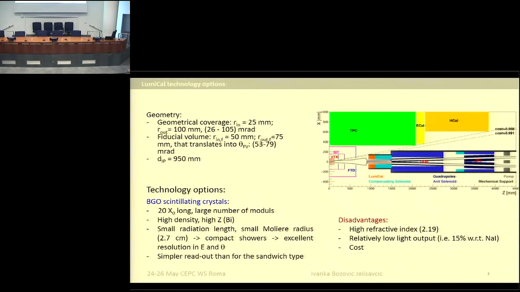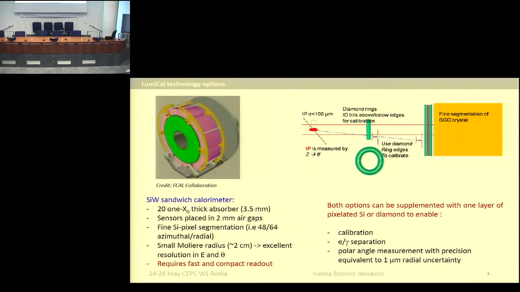Due to the high density and high atomic number of bismuth, the radiation length is small and consequently the Molière radius, which means compact shower and good resolution in E and theta. Also, readout for this type of calorimeter should be simpler than for the classical sandwich type. Slight disadvantages are relatively high refractive index and consequently lower light output than for the other scintillators. It is slightly slow as well, with the 300 nanosecond light decay time. However, bunch spacing at CEPC is 1.8 microseconds, so it is sufficiently fast. I should mention that this is a proven technology used at the L3 experiment at LEP.